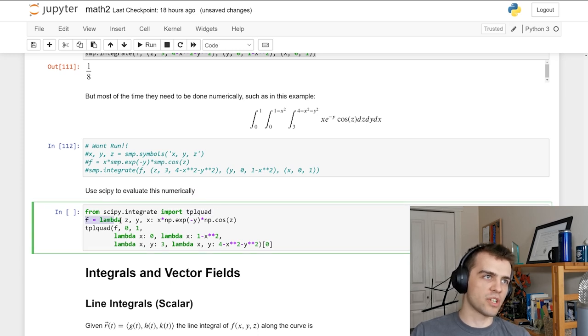So I define a function f, which is a function of z, y, and x. You have to do it in this order here. And my function looks like this. You have to do it in this order because z is integrated first, then y, and then x.